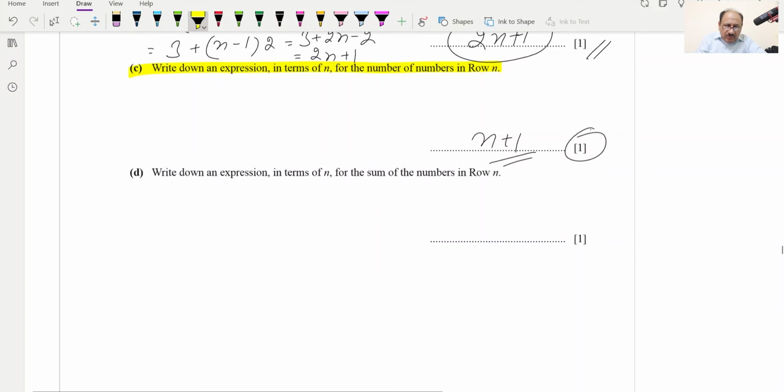Next is write down an expression in terms of n for the sum of the numbers in the row n.